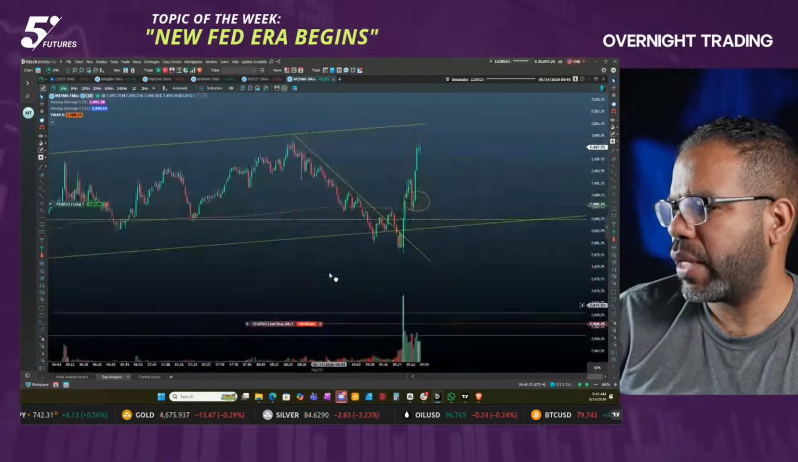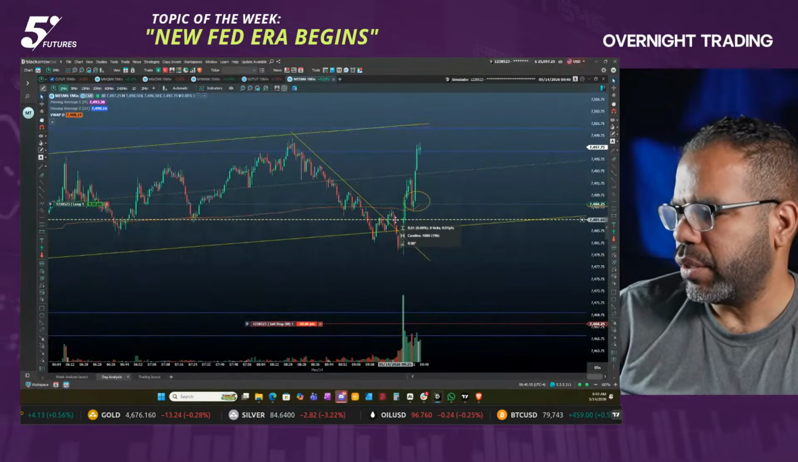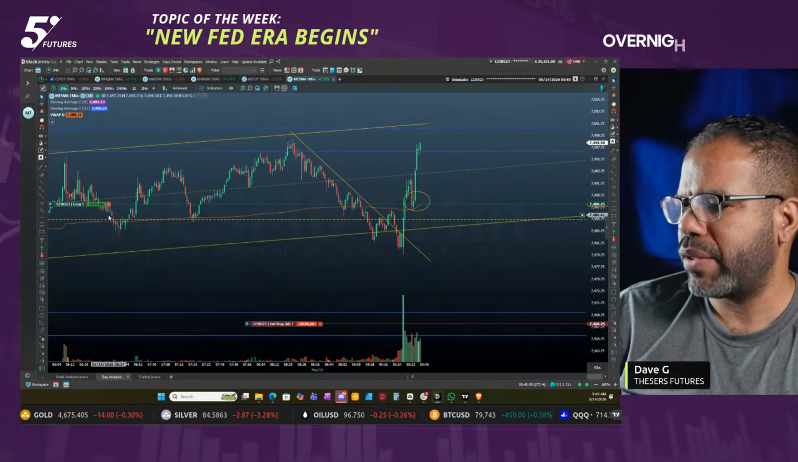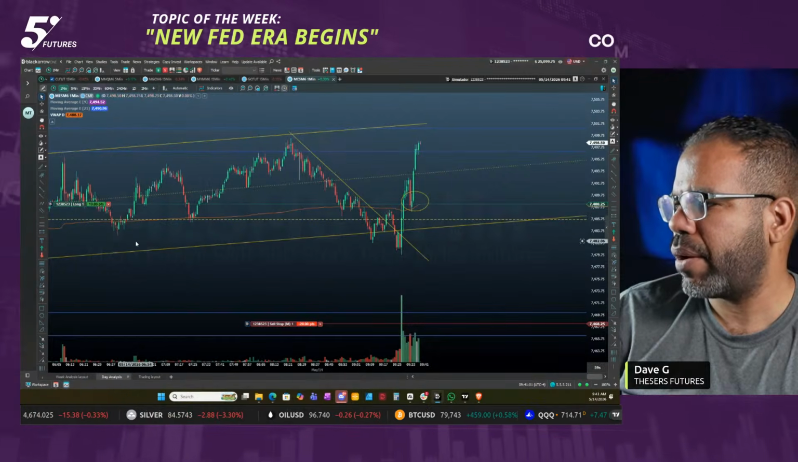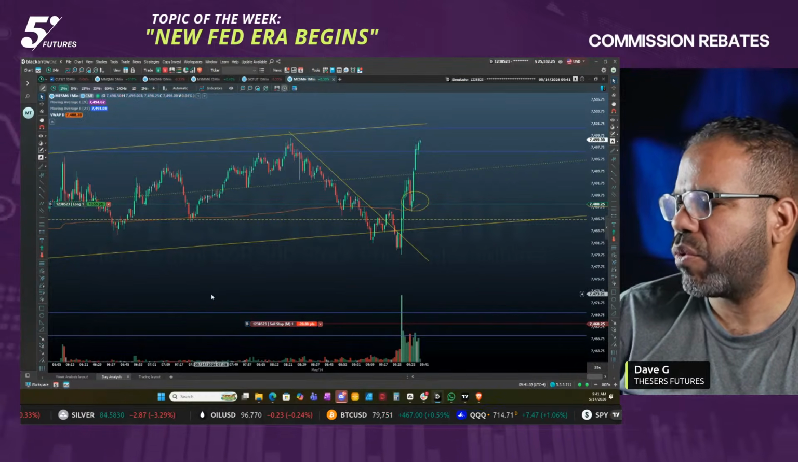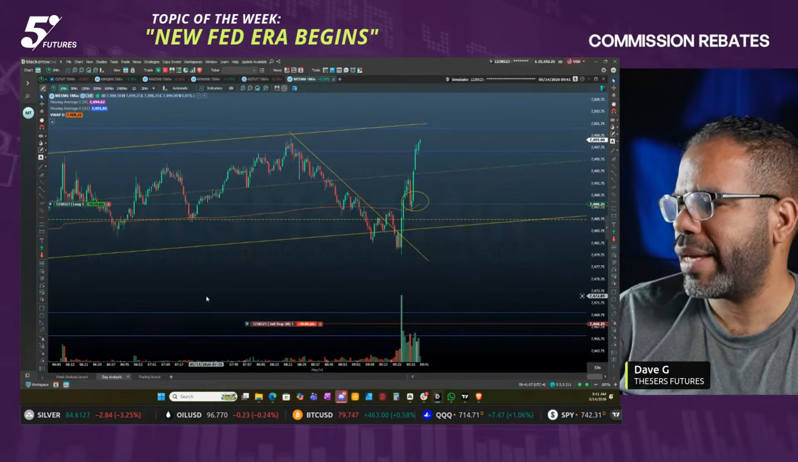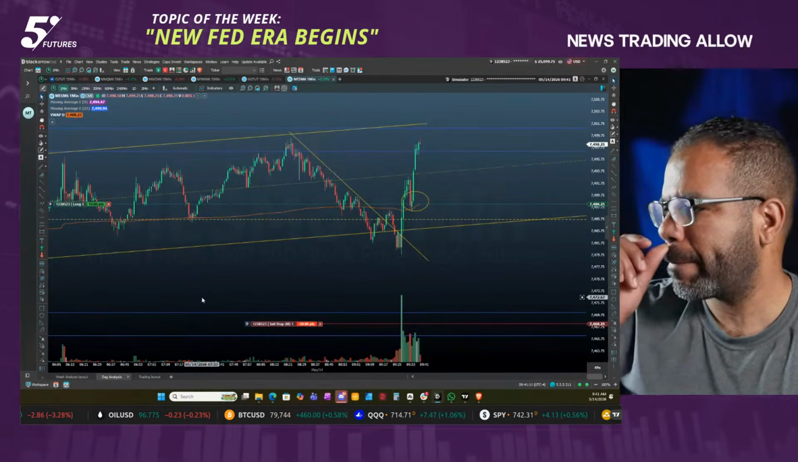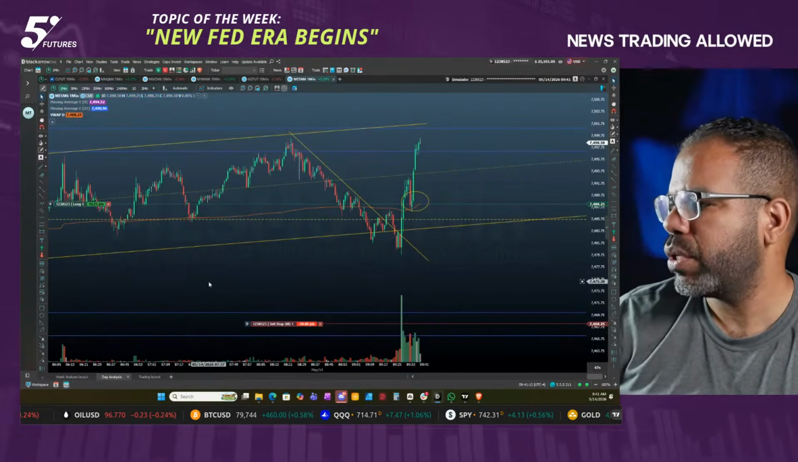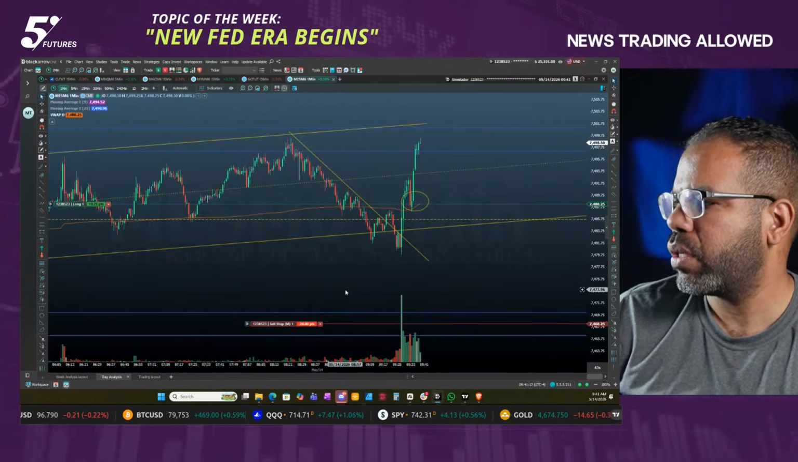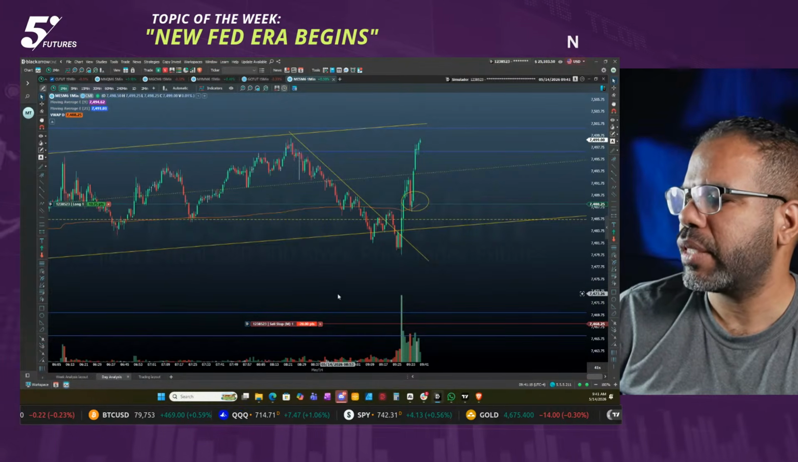This is a possible area. If you were in, you could possibly consider taking profits because you would be about 10 points in profit right now. However, $5 a point if you're trading the MES, $50 a point if you're trading the micros. So, that would be a pretty good trade, pretty good area where you could possibly get out and take some profits.